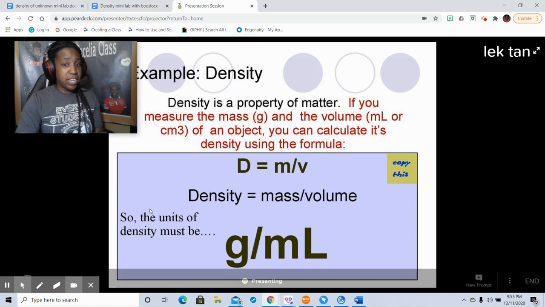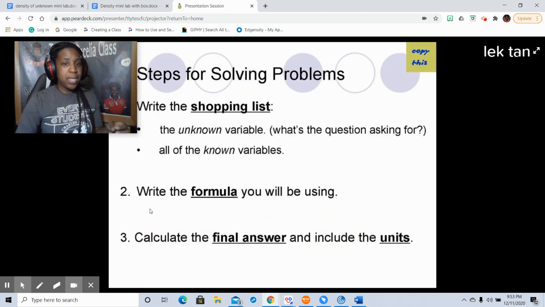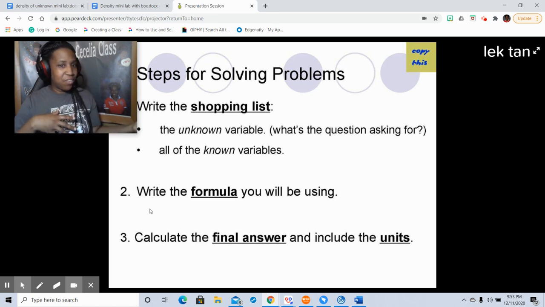Now, we went over this formula. So now what we want to do is apply it to an actual scenario. Okay? So what I want you all to do is write down our shopping list because we're going to go shopping for formulas. All right. So the unknown variable. So what is it asking for? And then you write down all of the known variables that are given to you. And then we'll determine what formula we're going to use.